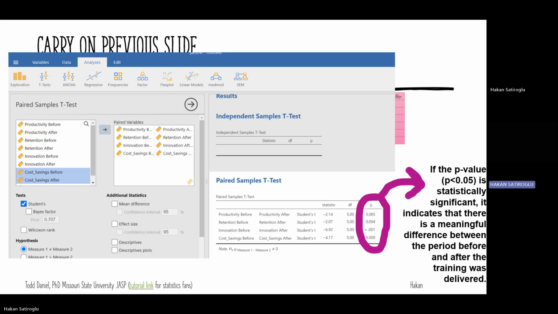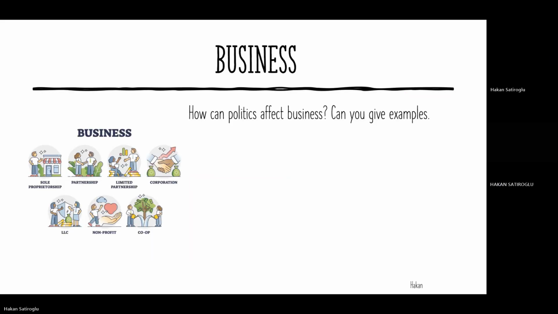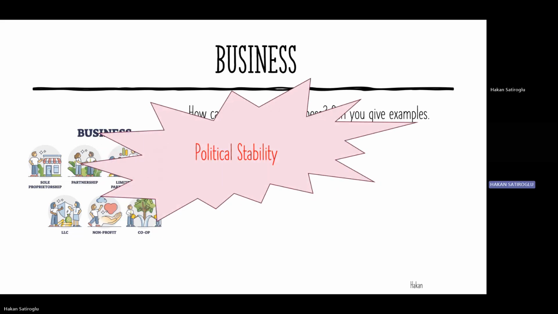However, we can see that innovation and cost savings are a meaningful difference. Okay, so it is okay. It's improved. I think the next point is going to be, okay, about political stability. About political stability. Political stability.